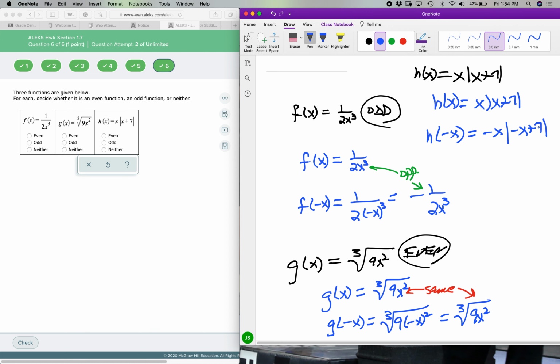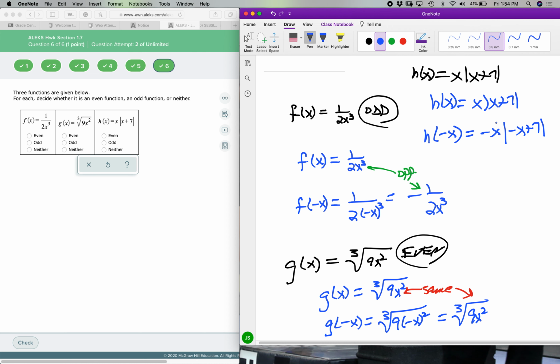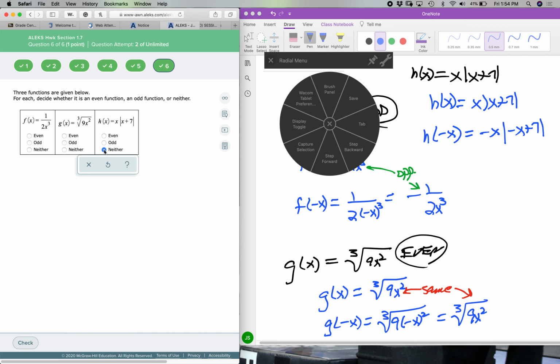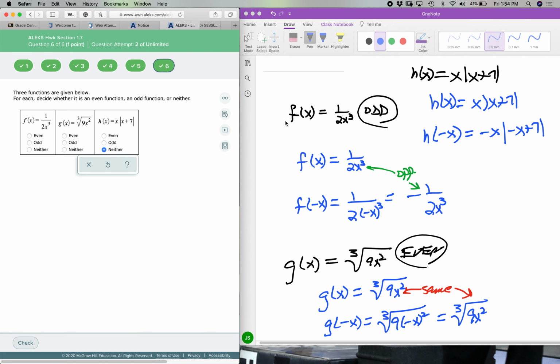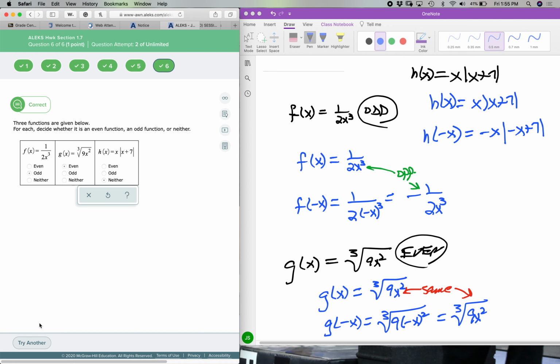Okay, and for what we have here now, in this particular layout, negative x plus 7, x plus 7, these are different from each other. However, we have x and negative x, so we don't have the same, and these are not opposite either, because you cannot have the negative of the absolute value of x plus 7. And in this case, h of x is going to be in the neither category. Again, g of x is an even function. And again, f of x was an odd function, and checking the result, that is correct.